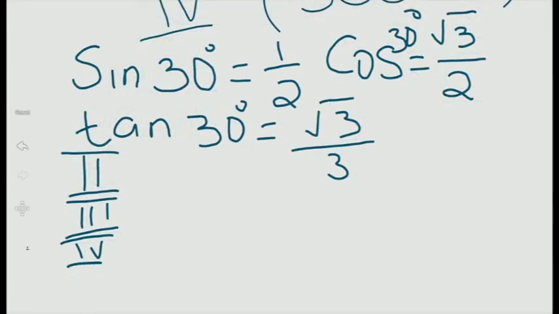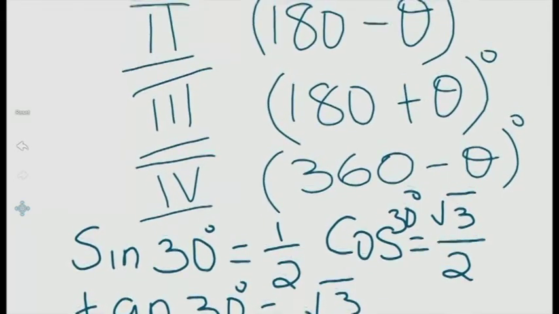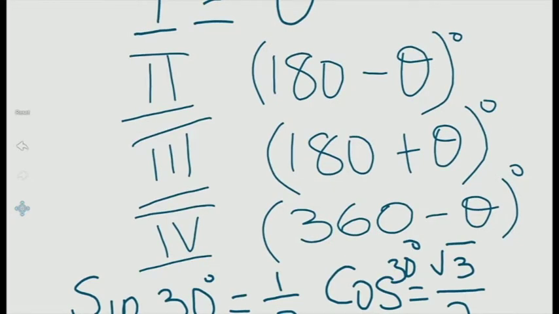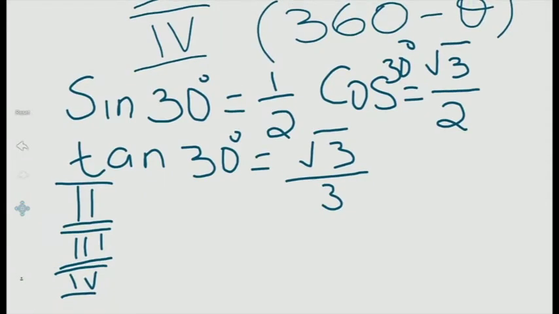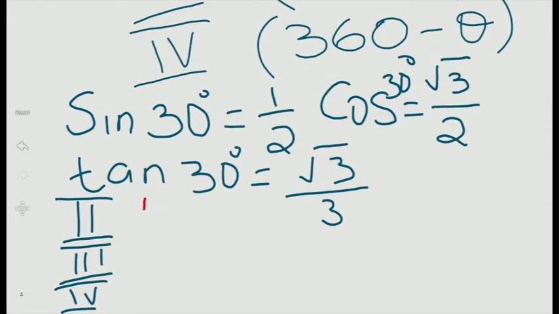What is the angle in the second quadrant? An angle in the second quadrant is 180 minus theta. 180 minus theta is 150 degrees. So in the second quadrant, the angle corresponding to 30 degrees is 150 degrees.